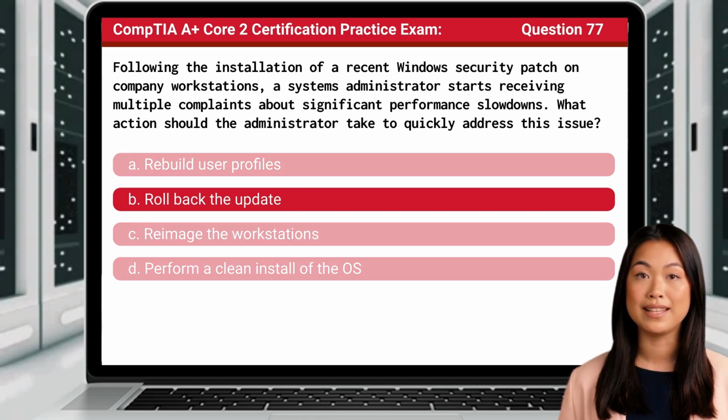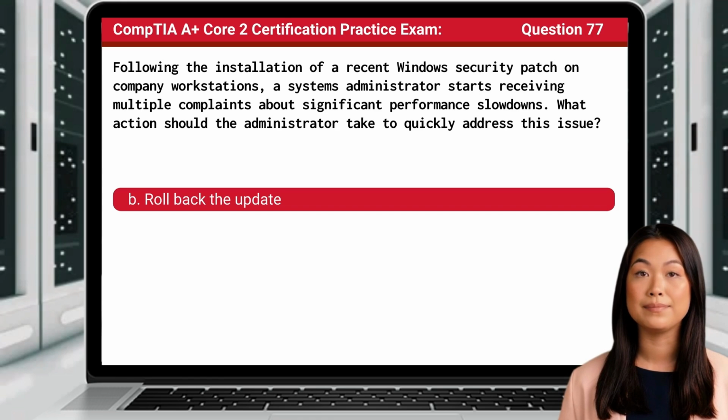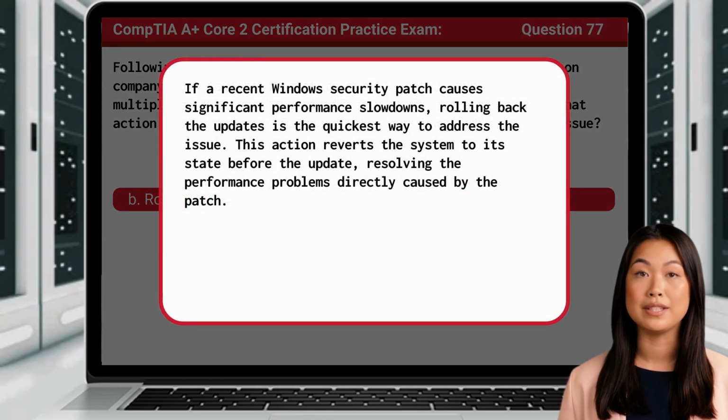The answer is B. Roll back the update. If a recent Windows security patch causes significant performance slowdowns, rolling back the updates is the quickest way to address the issue. This action reverts the system to its state before the update, resolving the performance problems directly caused by the patch.